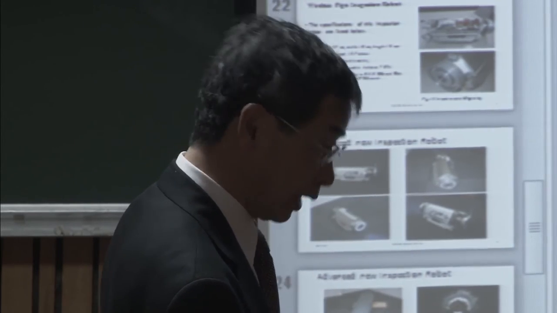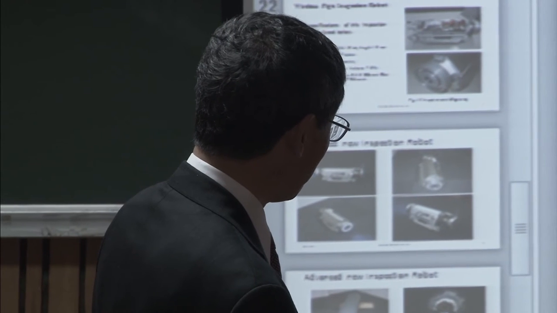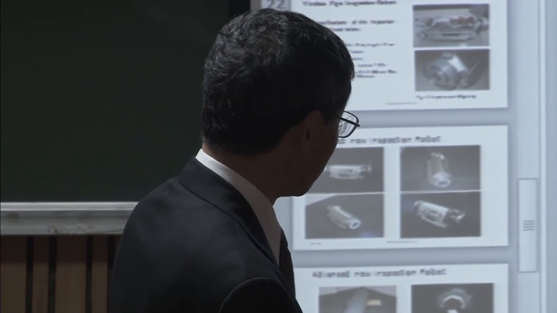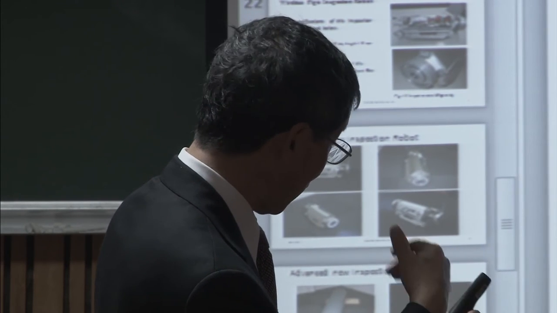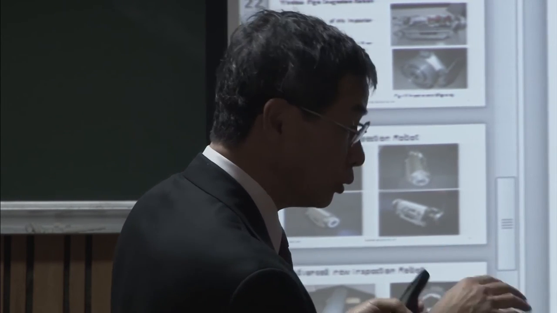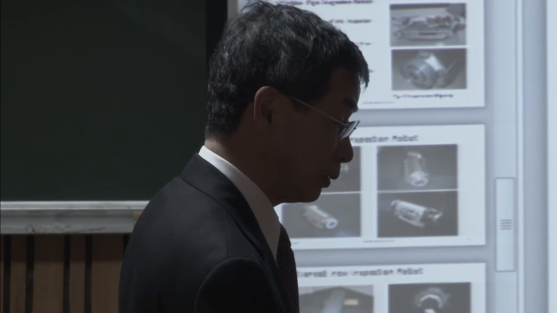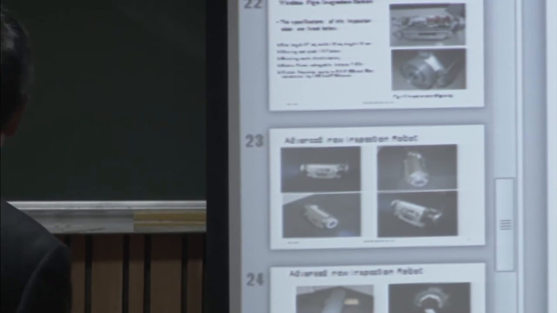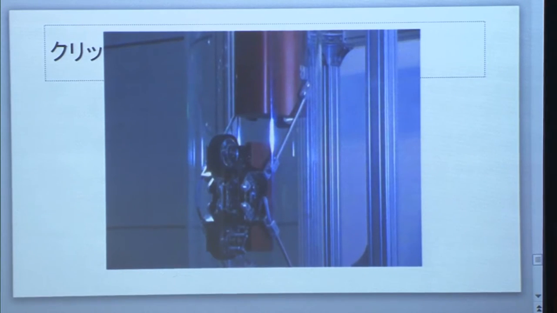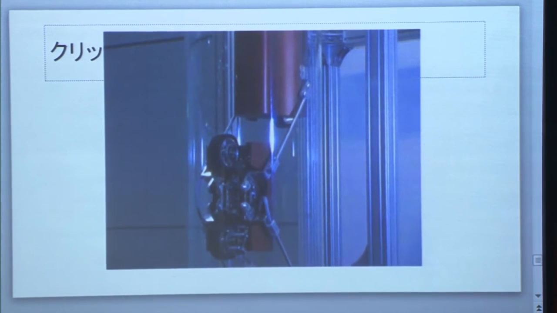I belong to the university, so I have no field. But the company wants to make a test in the real world, and the Mogurinko is used in many places, mainly drain pipes. This is another company, also in Kita Kyushu City, Shinihon Hikakai Kensa. This company also supplies the robot.